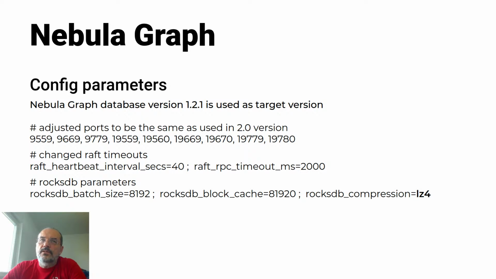We also adjusted some raft timeouts according to recommendations from Nebula, and heartbeat is adjusted to 40 seconds and timeouts to 2 seconds. Nebula graph is based on RocksDB as a key value store beneath, and we also adjusted some batch size and block cache according to our memory on the cluster nodes. We also have experience in our system that LZ4 compression is the best option for us, so we adjusted that also.